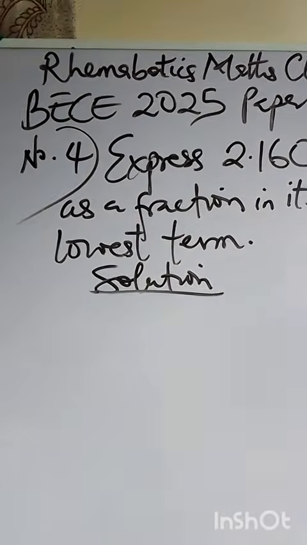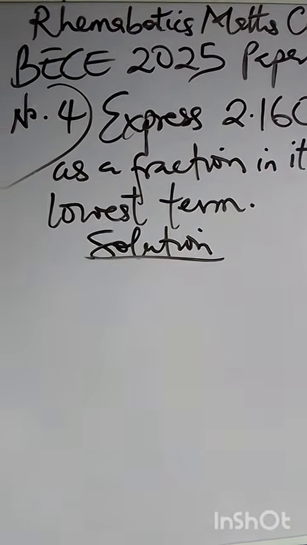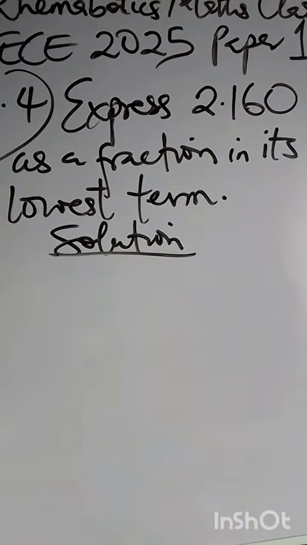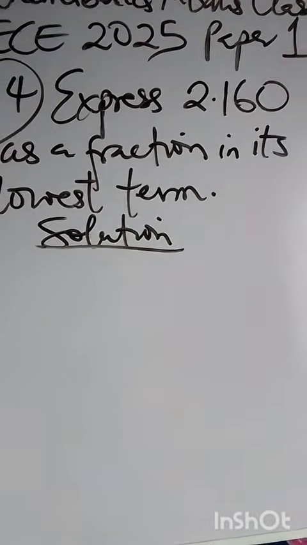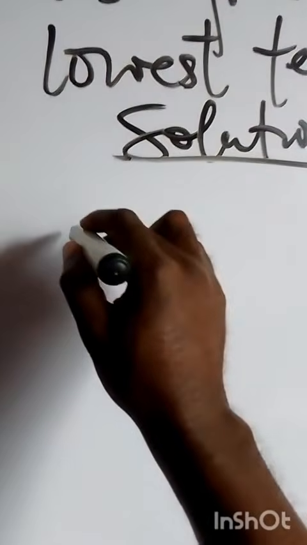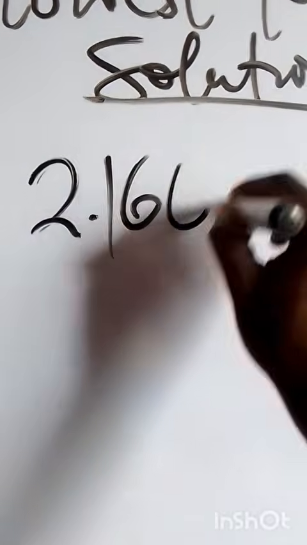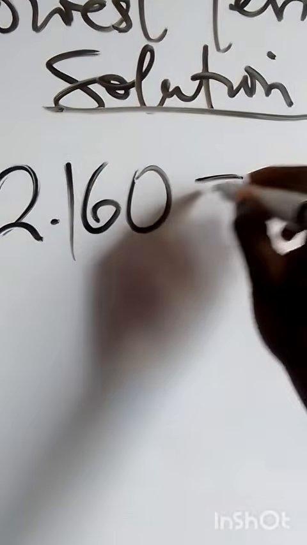This is BECE 2025 Paper 1 Number 4, and it says express 2.160 as a fraction in its lowest term. Solution. Let's go. The first thing you do is to transform this decimal, that's 2.160, to a fraction. And how do you do that?